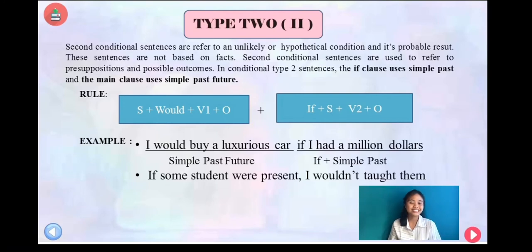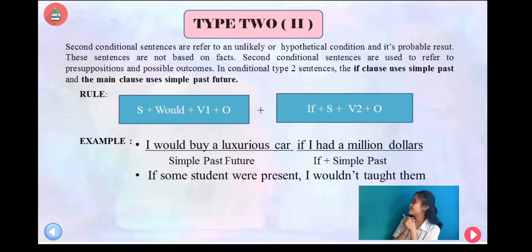Okay, the third type is type 2. The second conditional sentence refers to an unlikely or hypothetical condition and its probable result. These sentences are not based on fact, and second conditional sentences are used to refer to imaginary situations and possible outcomes. So in conditional type 2, the if clause uses the simple past and the main clause uses the simple past future.